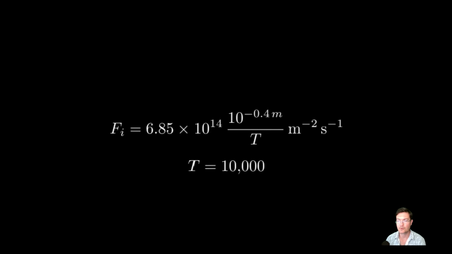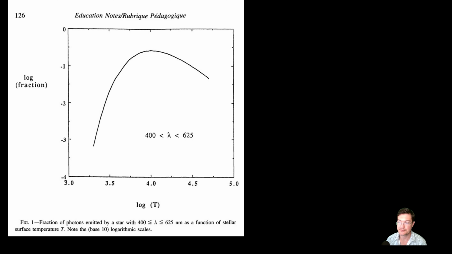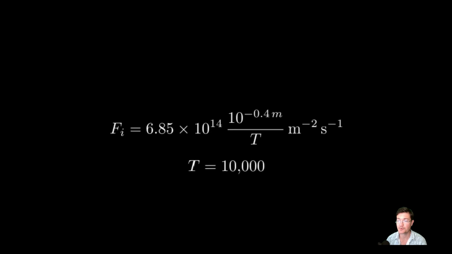Okay, we'll walk through a quick example where we are going to use the temperature of the star being 10,000 Kelvin. The reason for that is the graph of the fraction of photons emitted by the star within the visible wavelengths that our eye can see peaks at around 10,000 Kelvin. So we're going to use that as kind of a best case scenario.